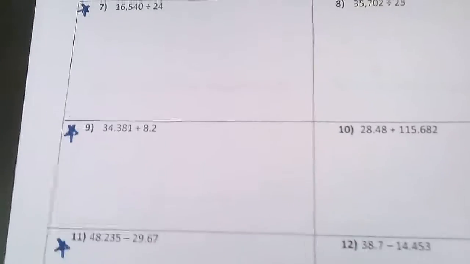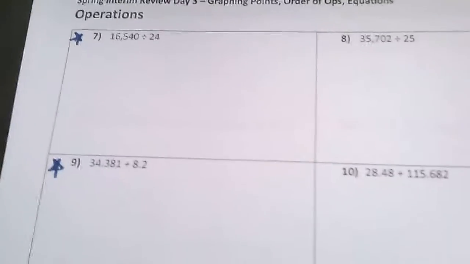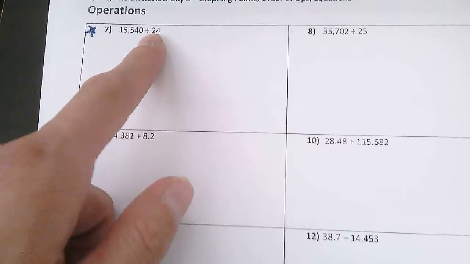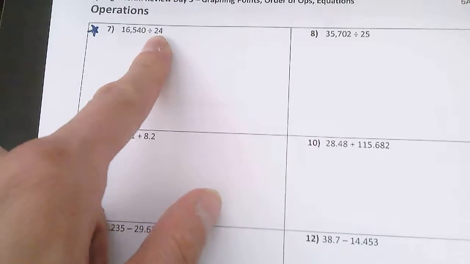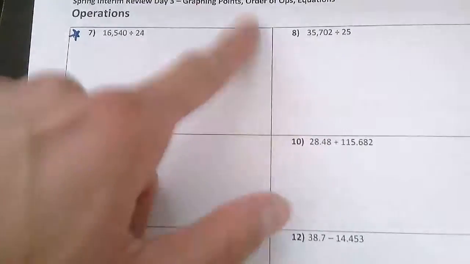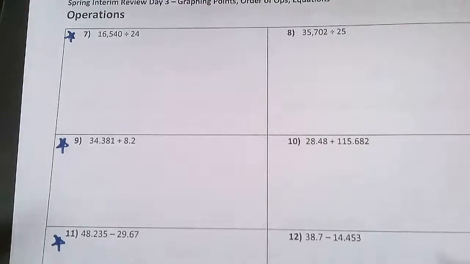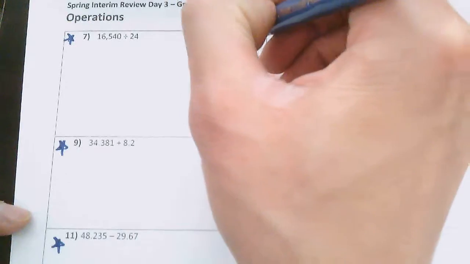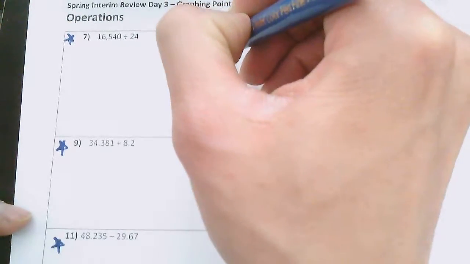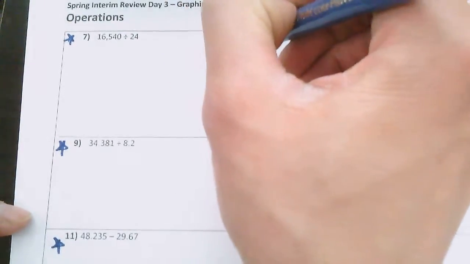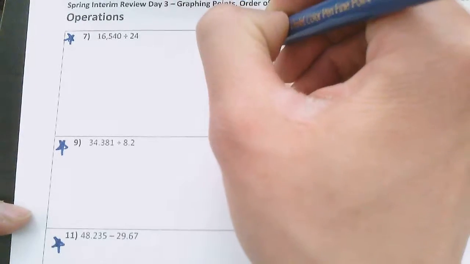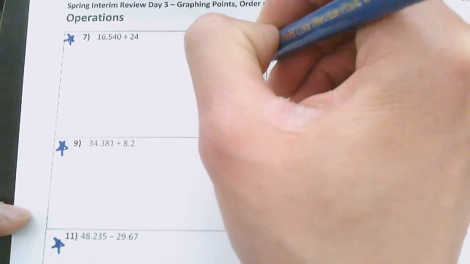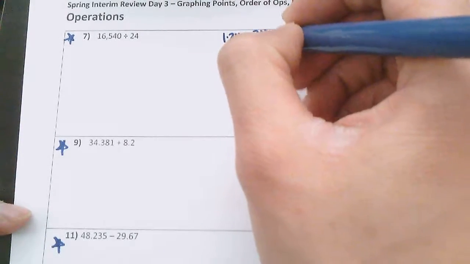16,540 divided by 24. So whenever you're trying to solve a problem with long division and you're dividing by something like 24 and we don't know all the multiples of 24, it can help to write them out. I'm going to do that on the right side here. I know that 1 times 24 is equal to 24. 2 times 24, I add another 24 to this 24, that would give me 48. 3 times 24 is, so I'm going to add another 24.